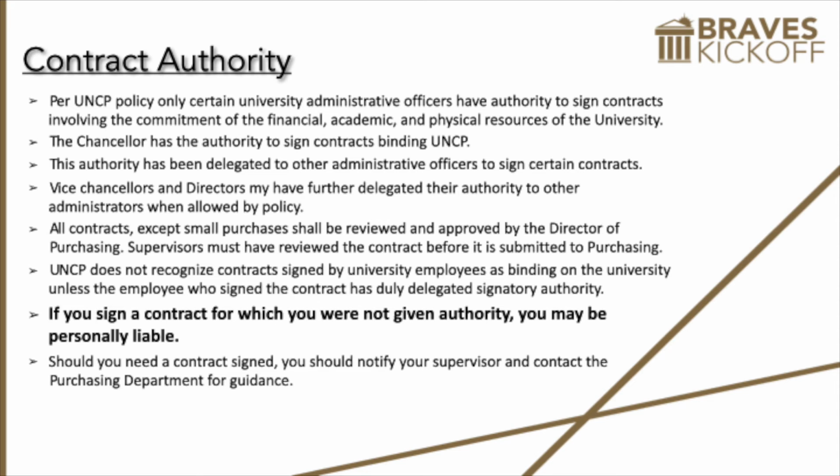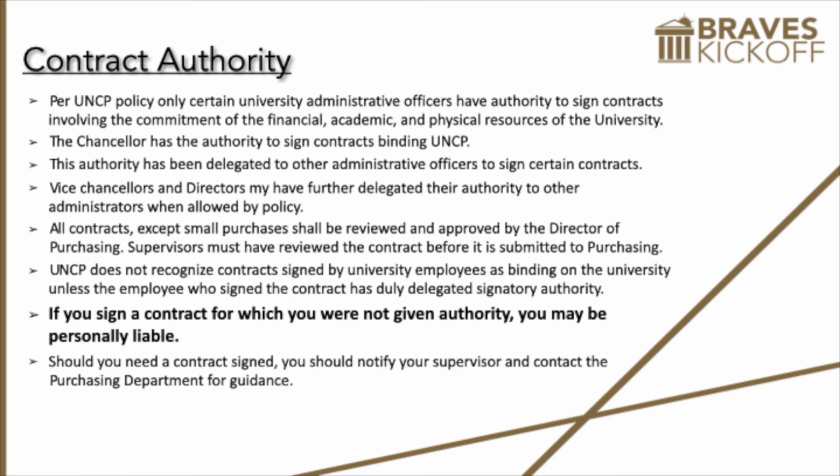Who has the authority to sign contracts for the university? Only certain university administrative officers have authority to sign contracts involving the commitment of the financial, academic, and physical resources of the university. The chancellor has the ultimate authority to sign contracts, and the authority also has been delegated to other administrative officers such as vice chancellors and certain directors. Other administrators can be delegated signing authority when the policy allows.